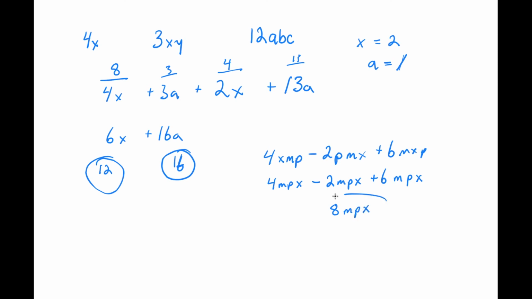MPX is the answer for this. I was able to combine these terms based on the constants. And that's what you can do. You want to look and see if the variables are identical in each of the terms. And if the variables are identical, then you can combine the constants based on their positive or negative signs, just like you would a normal whole number.